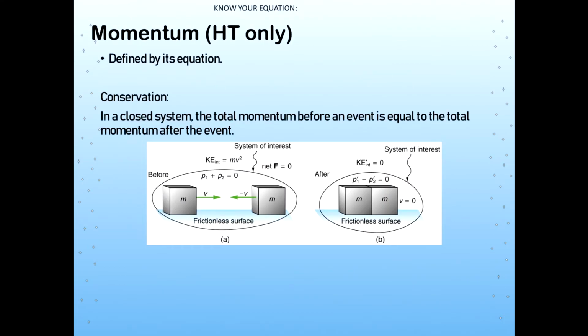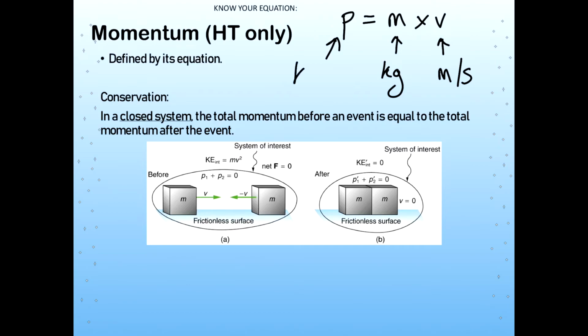So momentum is another interaction of forces that we need to consider here. It's a higher tier skill only, and it's defined by its equation. So when they say you need to define momentum, you just need to write out that momentum, P, is equal to m times v. So momentum is the mass of the object in kilograms multiplied by its velocity, which is meters per second. And momentum as a result, if you multiply those units together, is just kilogram meters per second.